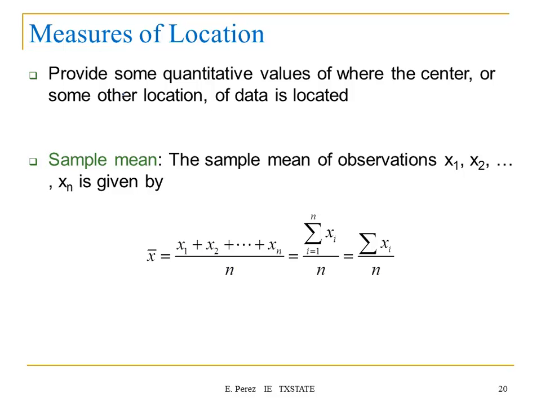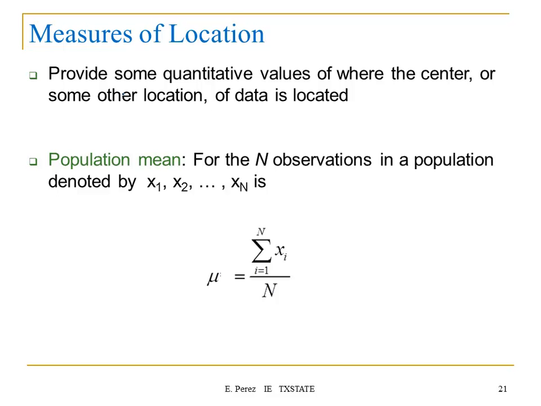So measures of location provide some quantitative values of where the center or some other location of data is located. We talked about the sample mean. Sample mean takes some units from the population, and you compute this measurement that tells you the center of the information. Let's say you take n observations. We're using small n here to represent the last unit from the sample, and you compute the sample mean by adding the values of the units and dividing by the total, which is n. This is something that you know already.